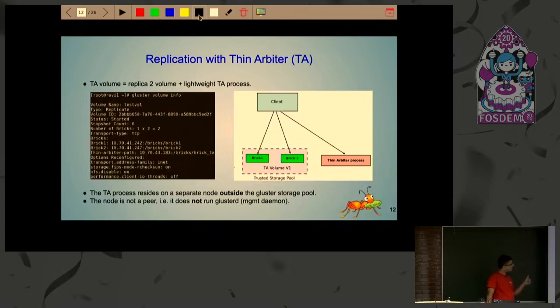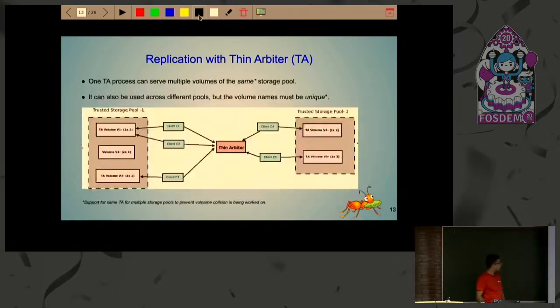It is actually lying outside the trusted storage pool, which means that it's not a part of the cluster at all. So you can host this in a cloud environment somewhere where the management daemon glusterd is not running at all. So the node is not a peer, it's not running glusterd, and it's not managed by glusterd. If you look at the volume information, you will still see that it is depicted as a 1x2, which is a replica 2 volume, but you'll also see an extra line saying it's a thin arbiter. That's how you'll identify that the volume is a thin arbiter volume.